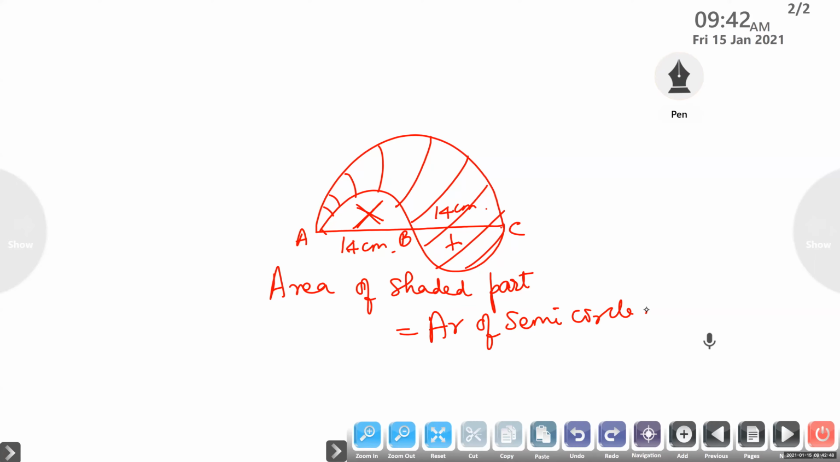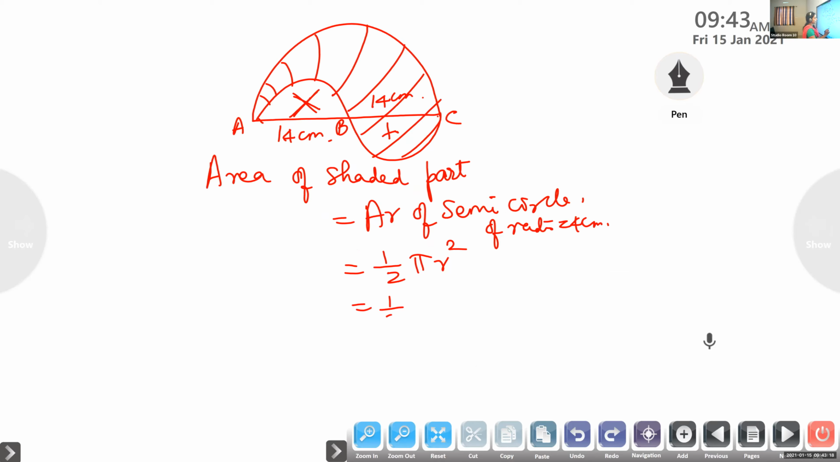Yes, ma'am. Area of semicircle with radius 14 centimeter. What is the formula for area of semicircle? Aishwarya? Area of semicircle, half pi r square. Very good. It is half pi r square. So apply the value and find out what is the value here. Half into, unless it is not specified, we substitute pi is 22 by 7 into 14 into 14 and simplify, you will get the answer.